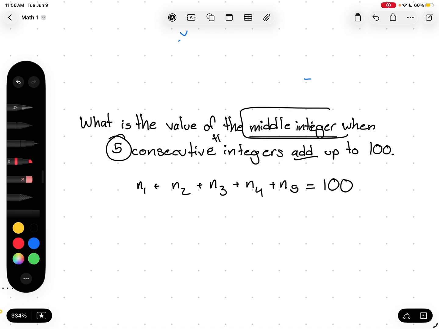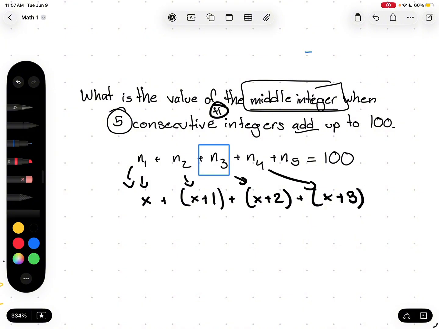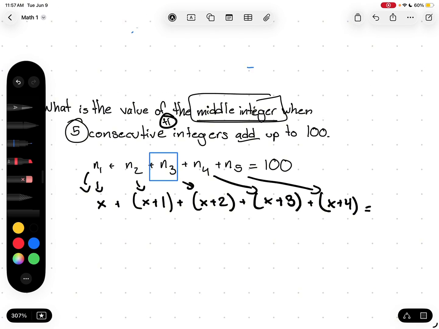And we need to find our middle integer. So the middle integer is going to be, 1, 1, 2, 2, the middle integer is n3. So we're ultimately trying to find this middle number. So let's go ahead and rewrite based off of what we know. We already know that n1 is x, and we keep those the same. And since they're consecutive, we're adding by 1, and we're just going to continue doing that. Hopefully that makes sense on why I did that. And that all equals 100.